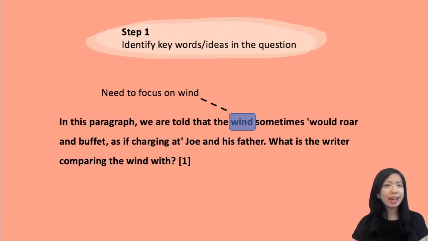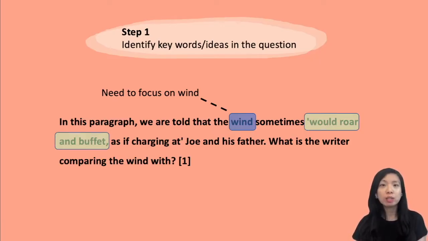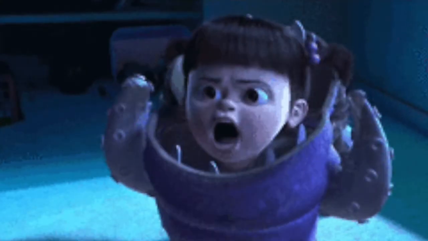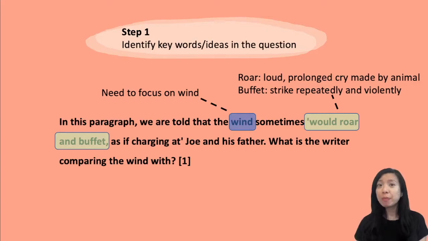Now, the second keywords that I would identify are would, roar, and buffet, because this is part of the text itself and we need to understand what this means. Now, roar in itself is a very loud, prolonged cry that is usually made by an animal, right? Humans don't really roar, and it's a specific type of animal. And the word buffet means to strike repeatedly and violently. So you can kind of picture that in your head already, where you have the wind seemingly striking repeatedly and violently at the ship.